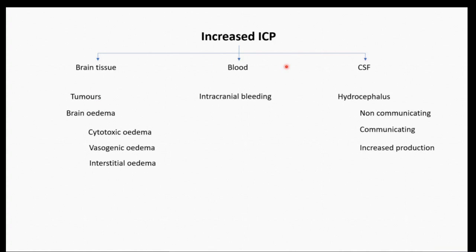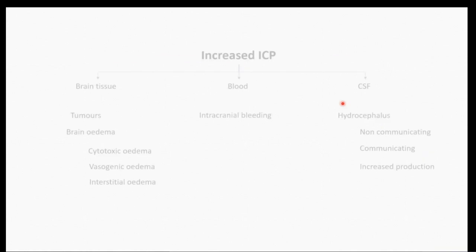Blood can cause it through bleeding, like subdural, epidural, subarachnoid hemorrhage, intracerebral hemorrhage, or intraventricular hemorrhage. And then we have the CSF, which can cause hydrocephalus, whether it is non-communicating, communicating, or due to increased production. All of these can result in increased ICP. Sometimes the tumor can cause hydrocephalus, like in non-communicating hydrocephalus, and this may result in increased intracranial pressure.